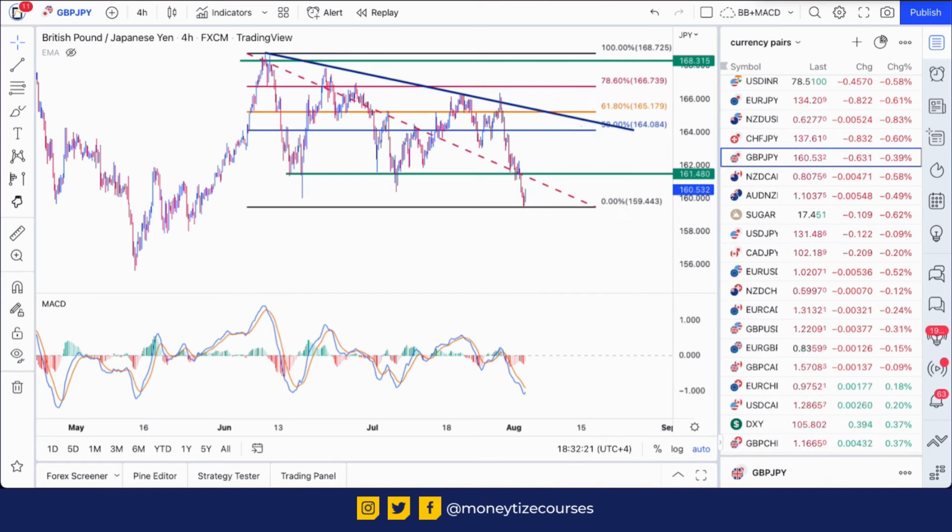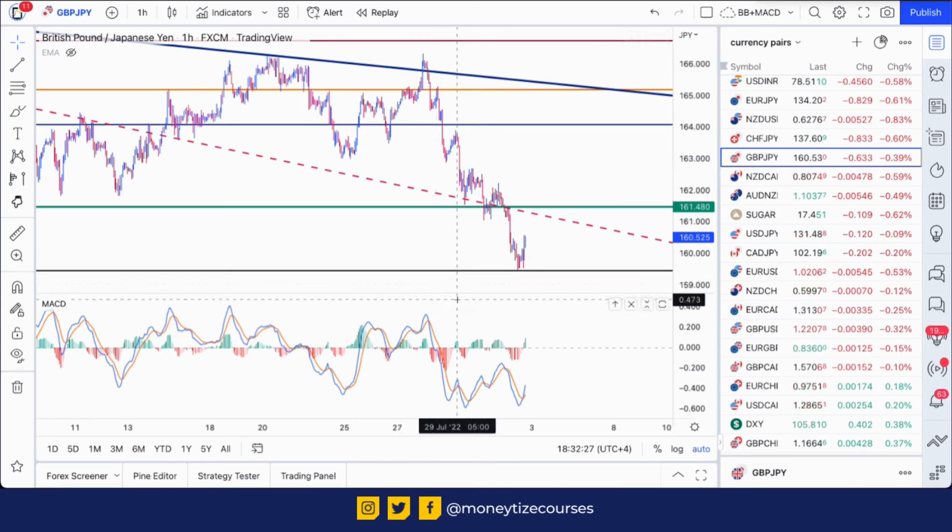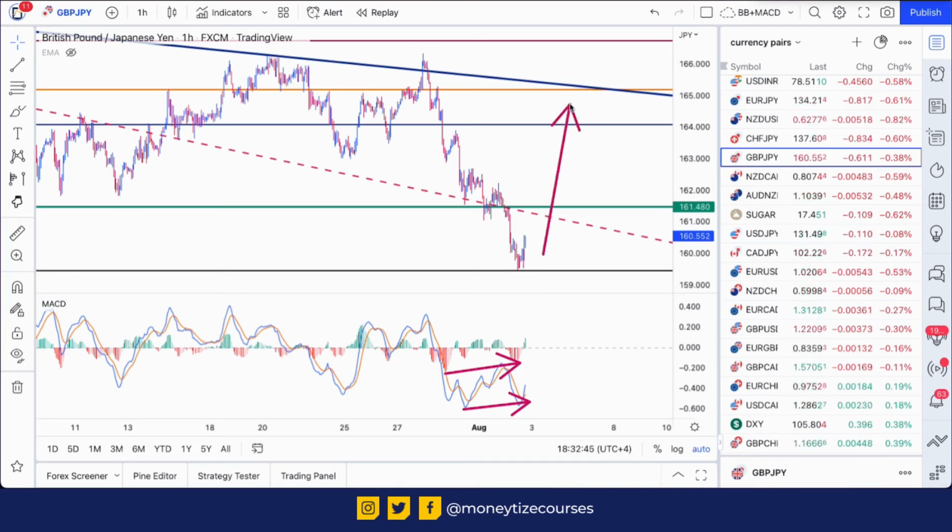Let's check on the lower time frame, which is 1-hourly. On 1-hourly, this downward pressure is now decreased because of the bullish divergence coming in play. So we have a clear bullish divergence, higher low on MACD histogram and lines, and lower low on the chart. So we can expect this push higher.